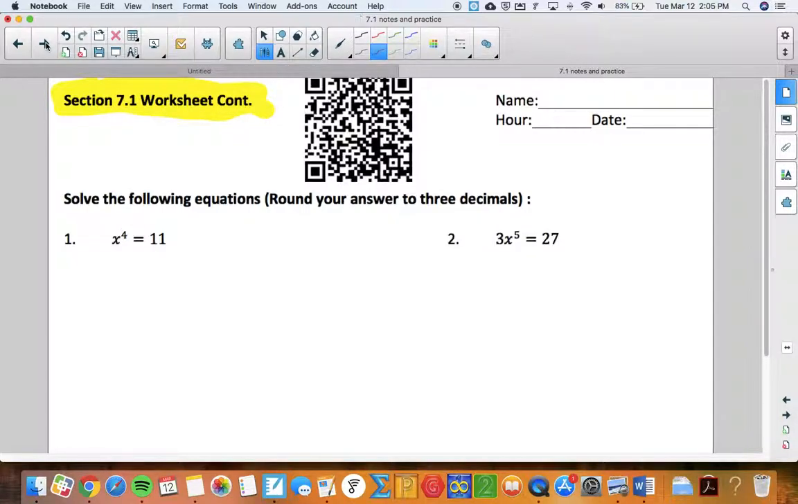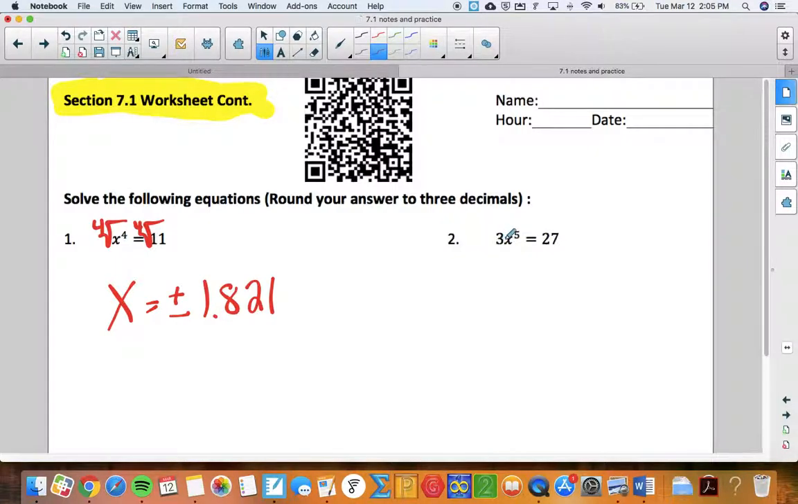Part 2, solve the following equations. Round your answer to the nearest 3 decimals. So, to get x by itself, well, it's being raised to the 4th power, so to undo that we need to 4th root it. So x equals, and this is where we're going to have 2 roots, so it's plus or minus, and then the 4th root of 11 is 1.821. Make sure you know how to punch that into a calculator. If you don't, come ask me for some help.